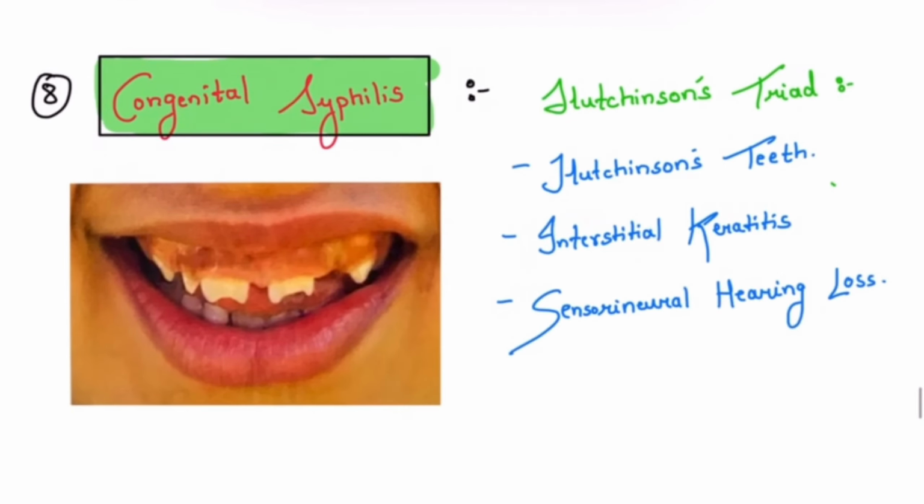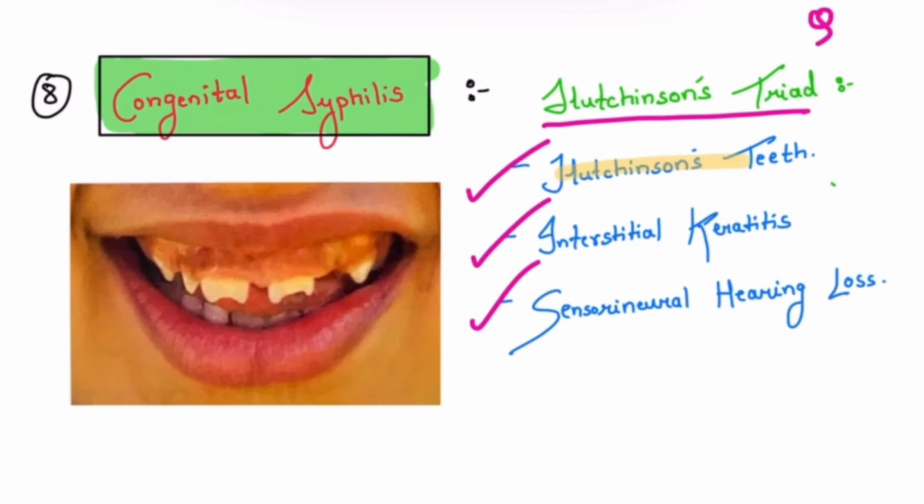Another syndrome is congenital syphilis. Here there is a very important triad, Hutchinson triad. There will be Hutchinson teeth, interstitial keratitis and sensorineural hearing loss. So you have to remember this triad: Hutchinson's teeth, interstitial keratitis and sensorineural hearing loss. This image is very important. Many times this image is given in your exams. See the teeth, you can see it is Hutchinson's teeth.